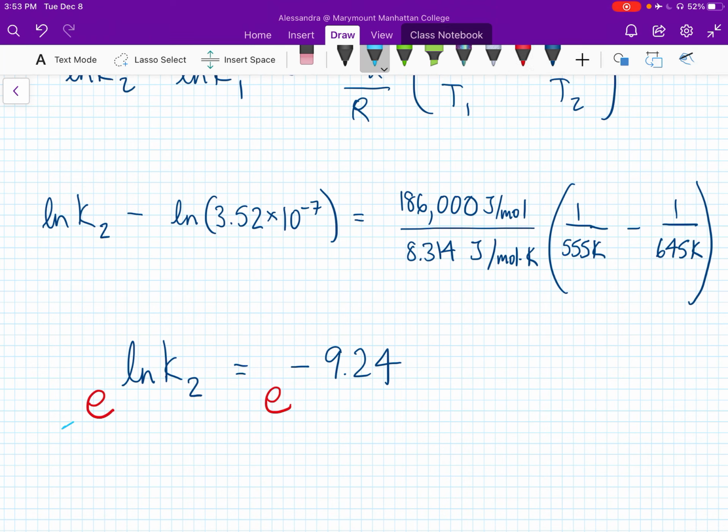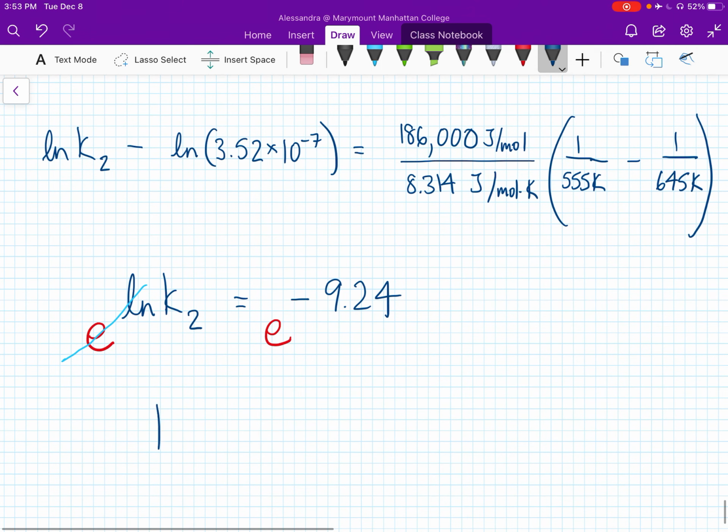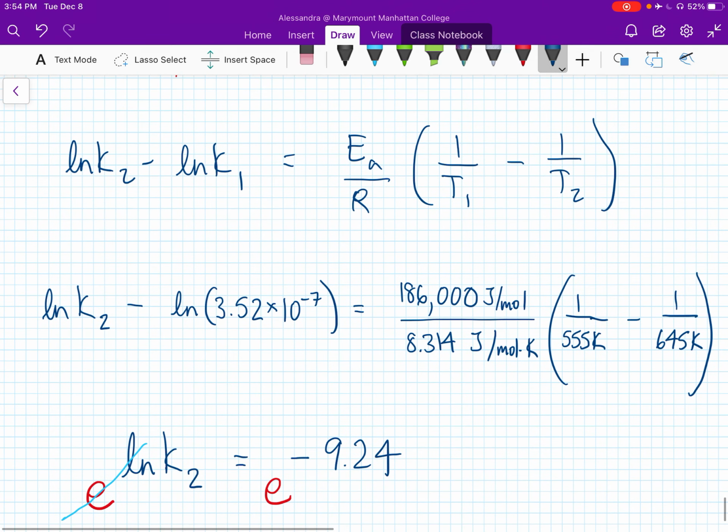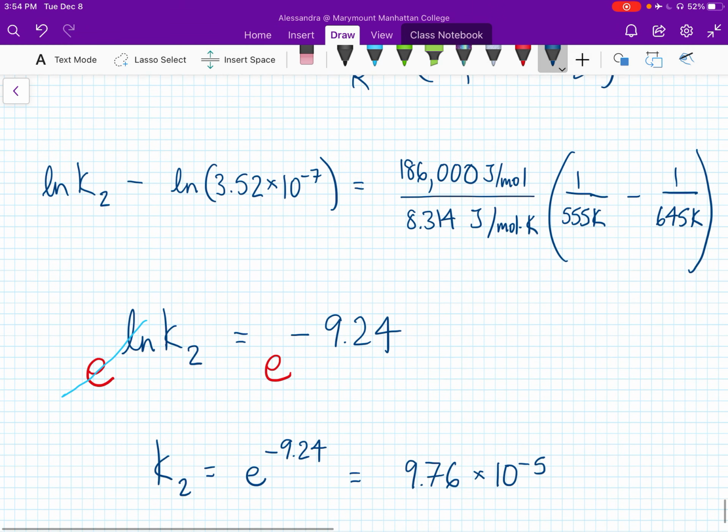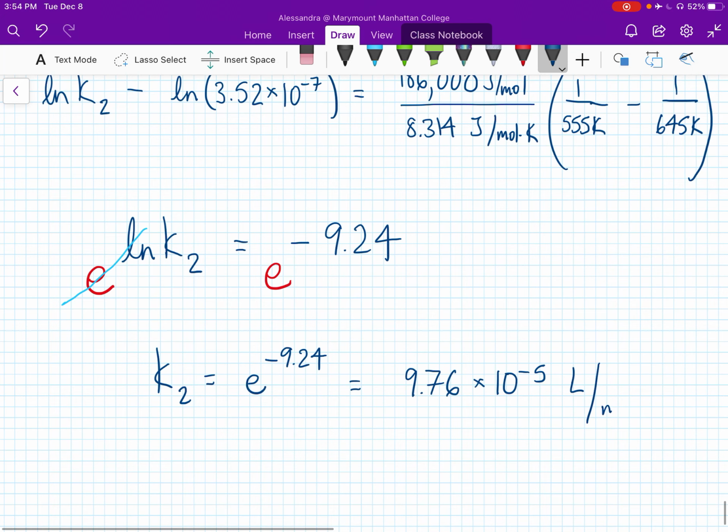And that is going to cancel out the natural log and the e so that this simplifies to K2 is equal to e raised to the negative 9.24. You should be able to plug that into your calculator, and that will give you 9.76 times 10 to the negative 5. Now, for the units of K2, let's go back to the units of K1, and we can steal those units, liters per mole seconds. So 9.76 times 10 to the minus 5 liters per mole second.